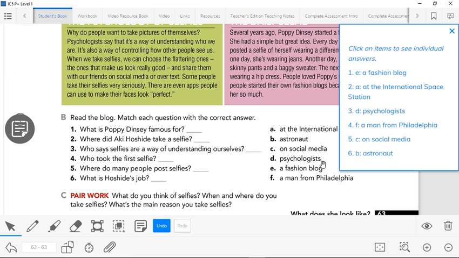It's D. Psychologists. 4. Who took the first selfie? It's F. A man from Philadelphia. Okay. And number 5. Where do many people post selfies? And it's C. On social media. And the last one, the easiest one. What is Hoshide's job? She is an astronaut.